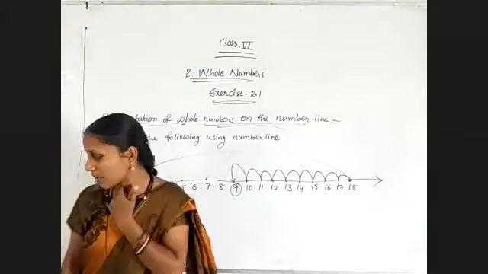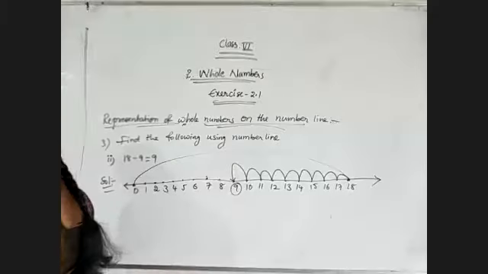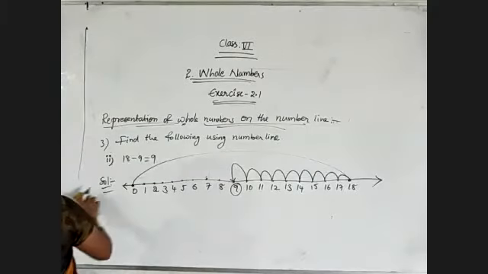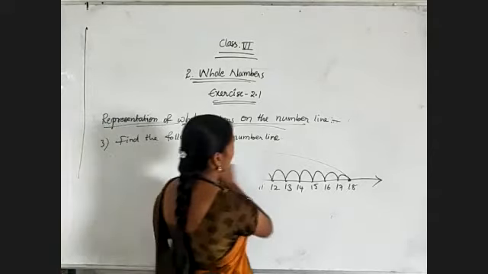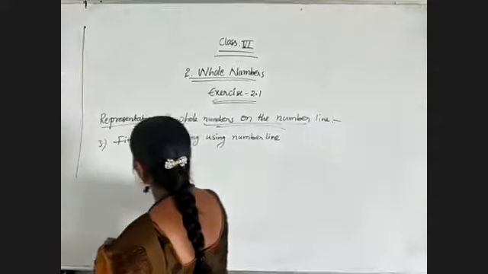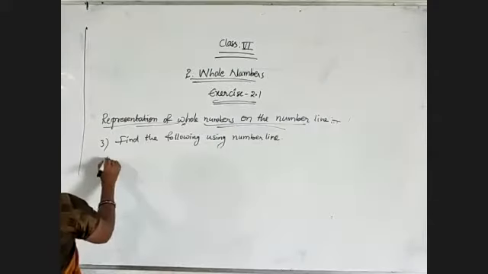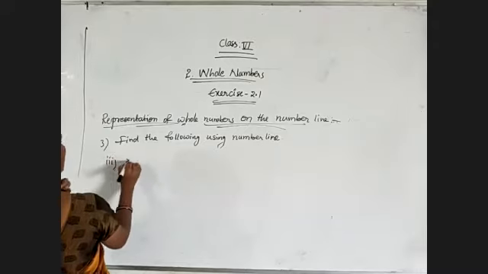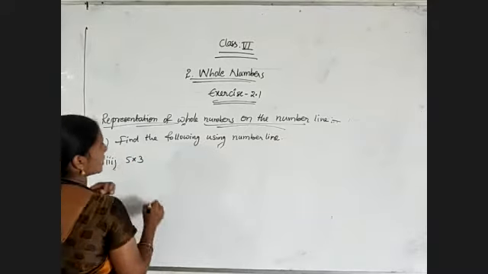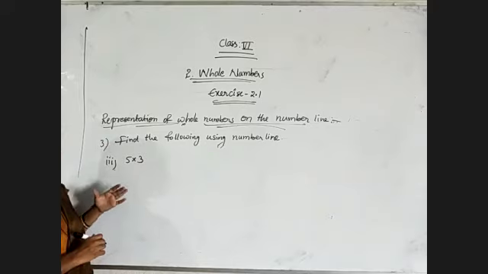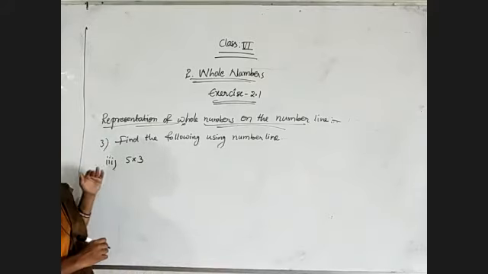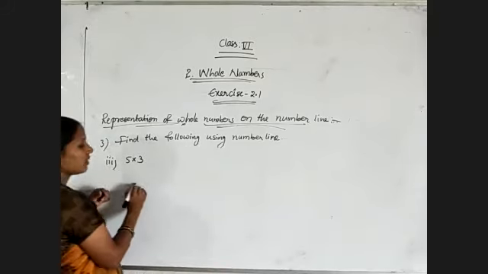Okay. Now coming to the third question, this is given for multiplication. 5 into 3. Yesterday we did several problems on this topic only. That's why I am explaining exercise problems only today. Okay, so many examples we have practiced yesterday.